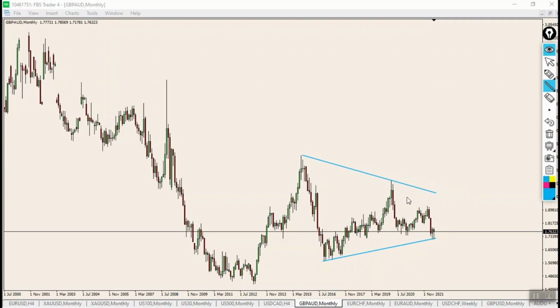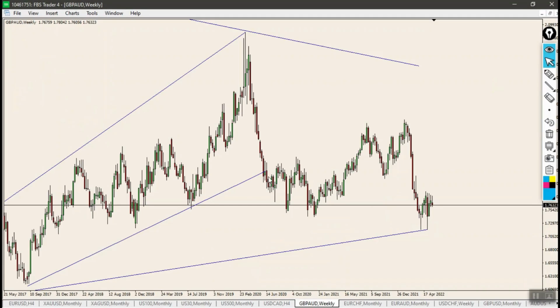Whether you call it a symmetrical triangle, a bullish triangle, whatever the case may be, this is a bullish continuation pattern. And also on the last touch, on the first, second, third touch, we see two low tests that reject this support level right here. Let's go on the weekly chart for further confirmation.